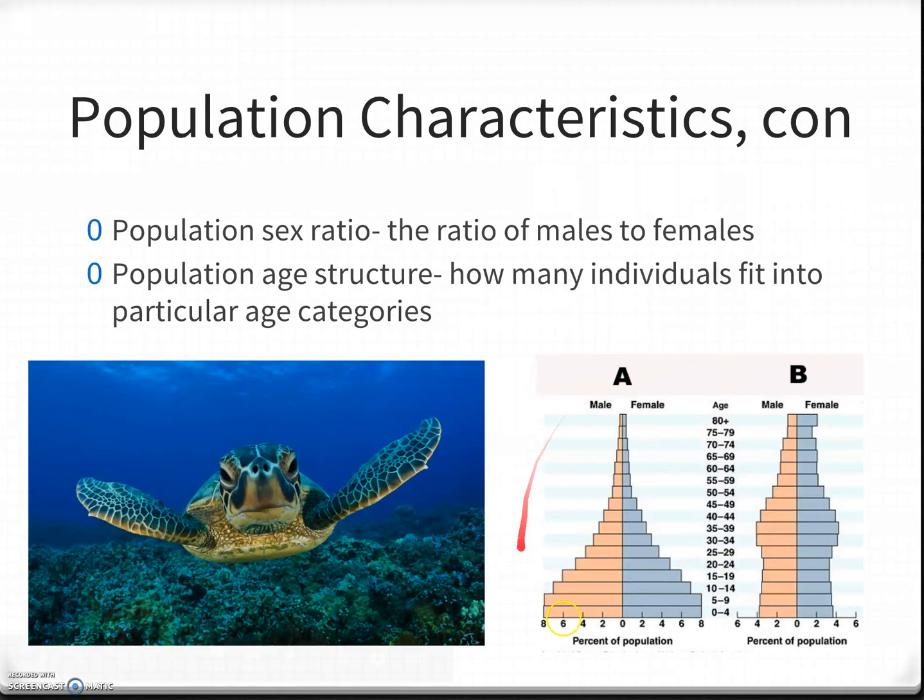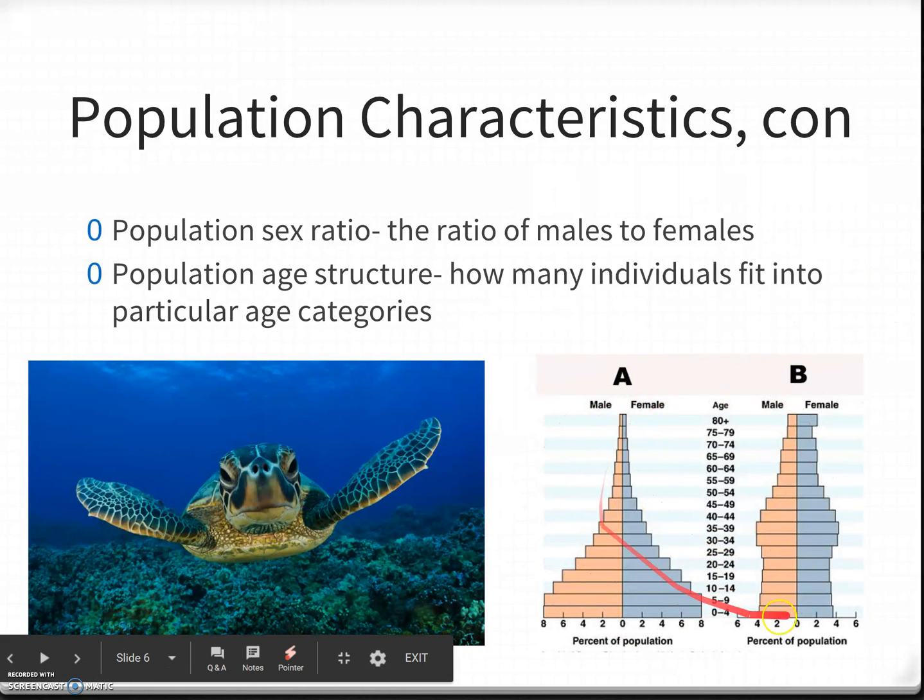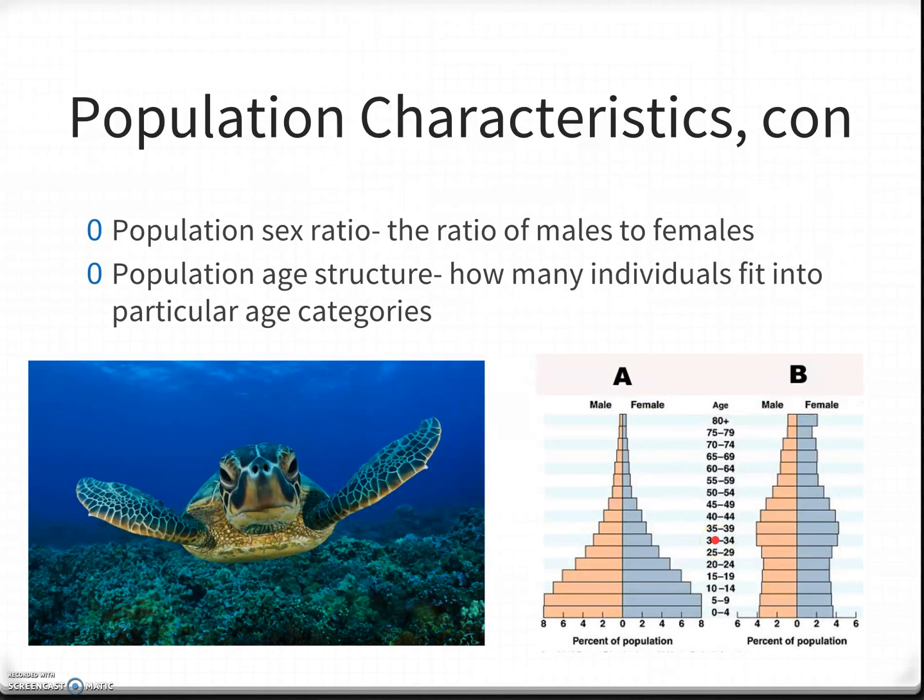So these diagrams are going to be hugely important during our human population units. It's a description of how many individuals fit into particular age categories. It helps predict how rapidly a population will grow. So if you have a young population or an older population, that's not going to reproduce as quickly as a middle population.